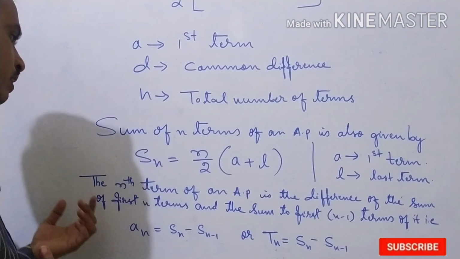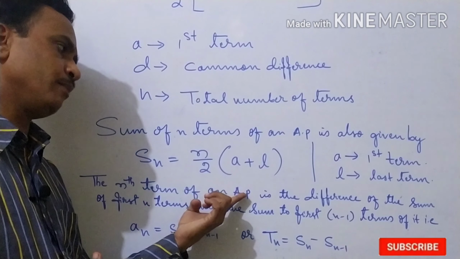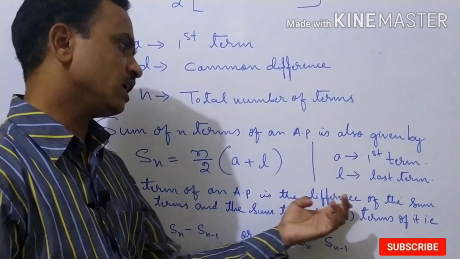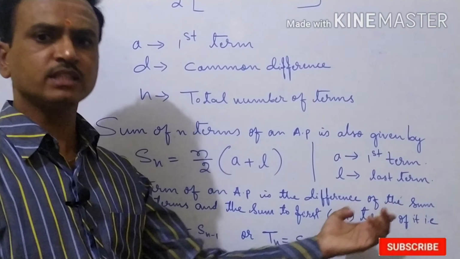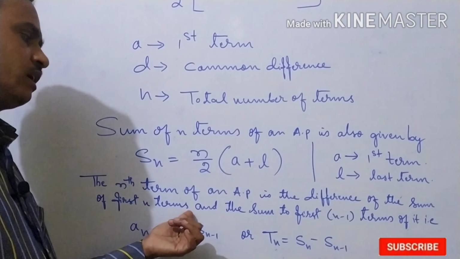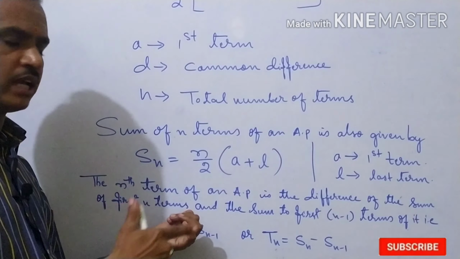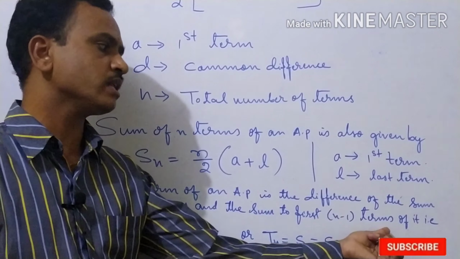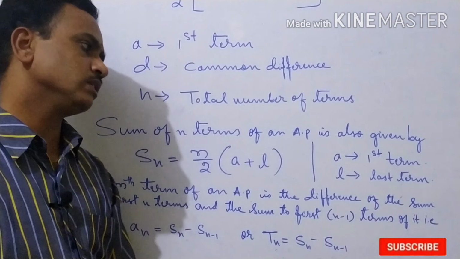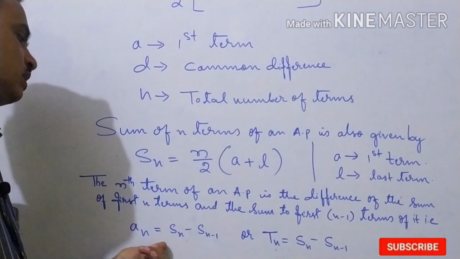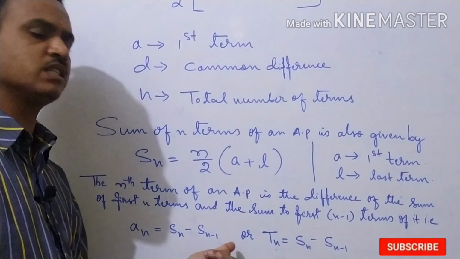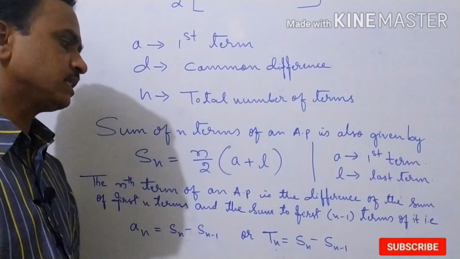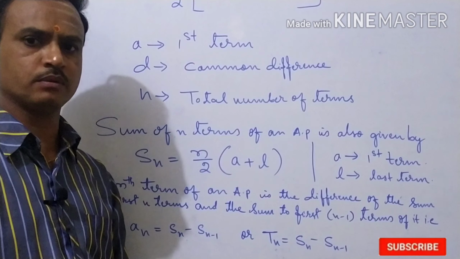Then the nth term of an AP, arithmetic progression, is the difference of the sum of first n terms and the sum of first n minus 1 terms of it. That is, An is equal to Sn minus S(n minus 1), or Tn is equal to Sn minus S(n minus 1).